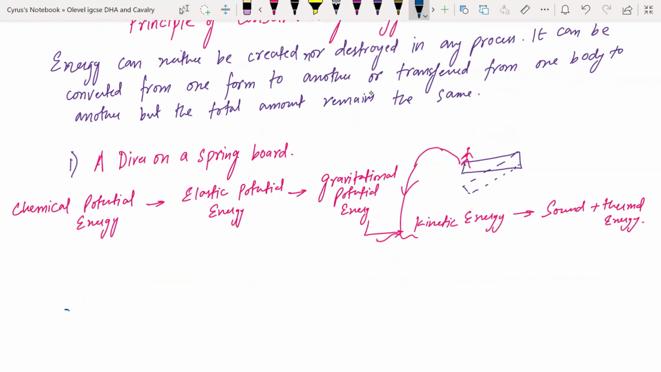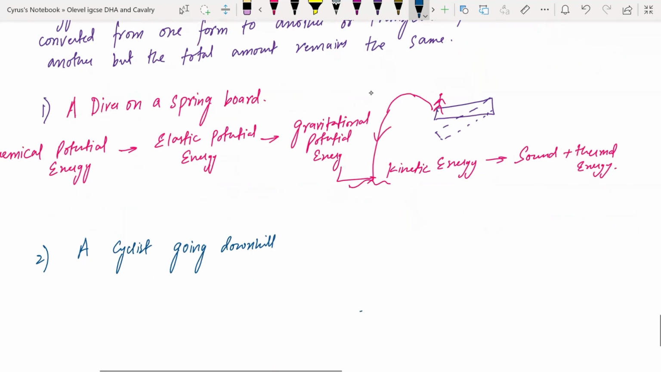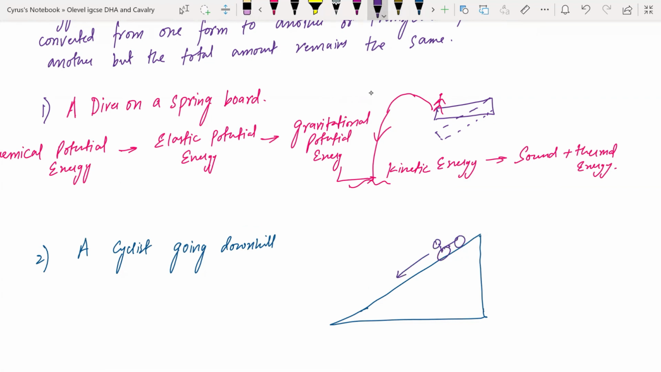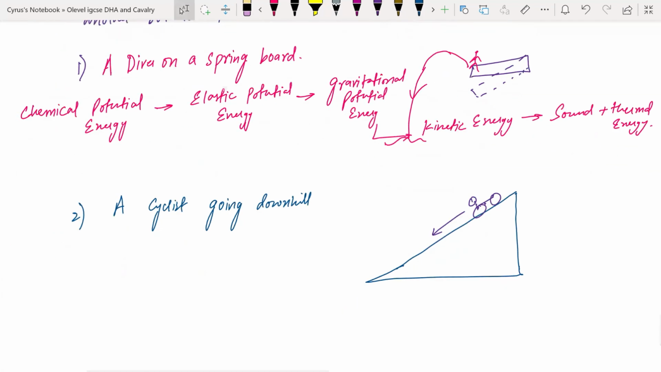Number 2, we have अगर कभी आपने साइकिलिंग की हो स्लोप के ऊपर, ठीक है, कभी हिली एरिया पे जाए, a cyclist going downhill, right? Let's say there is a cyclist here. This is the ramp. Let's say we have here the cyclist all the way. Cyclist is going downhill. Can you tell me what sort of energy conversions would take place?